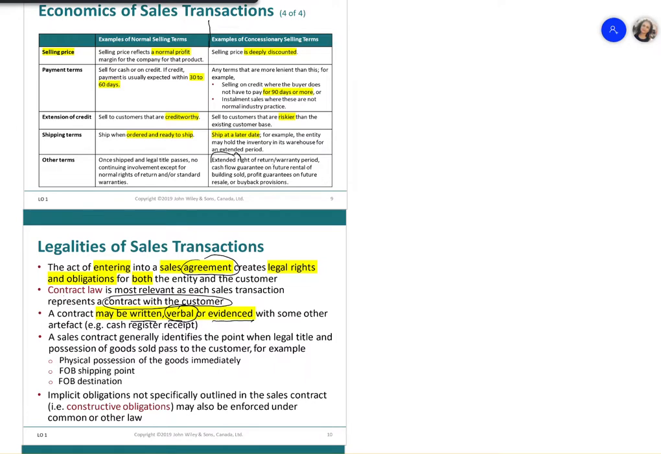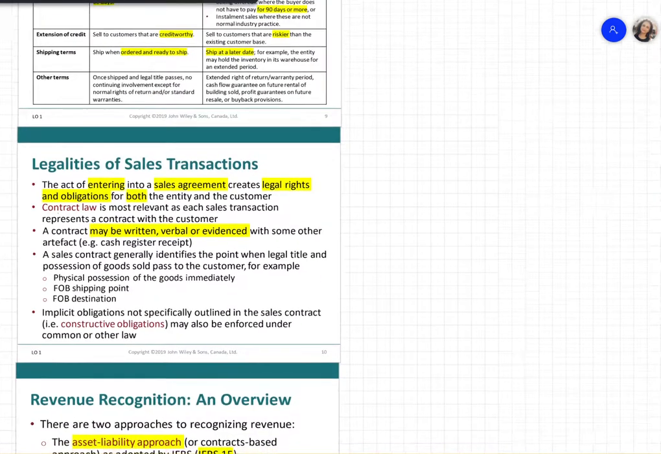Or the evidence. When we think of evidence, you walk into the store, you buy a chocolate bar, you pay for it, and you have a receipt. In other words, that is also a contract. So then you have evidence. Your evidence will be the receipt that you get from the store for buying that chocolate.